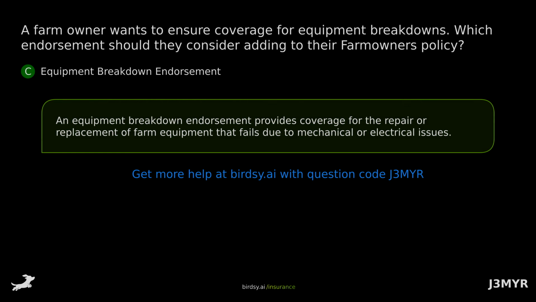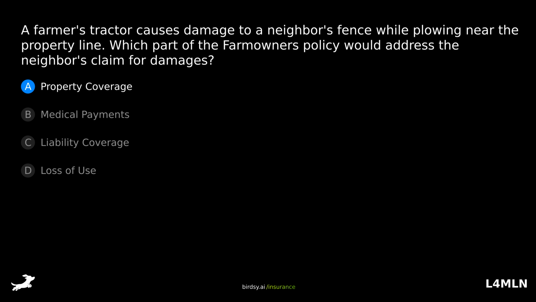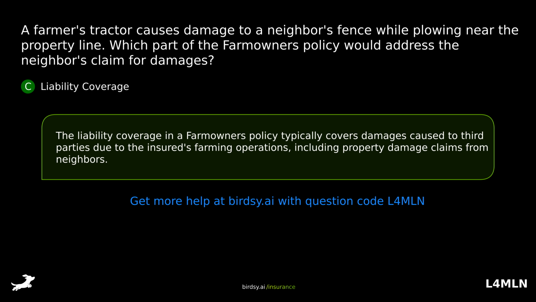electrical issues. A farmer's tractor causes damage to a neighbor's fence while plowing near the property line. Which part of the farm owner's policy would address the neighbor's claim for damages? Is it A, property coverage, B, medical payments, C, liability coverage, or D, loss of use? The answer is C, liability coverage. The liability coverage in a farm owner's policy typically covers damages caused to third parties due to the insured's farming operations, including property damage claims from neighbors.